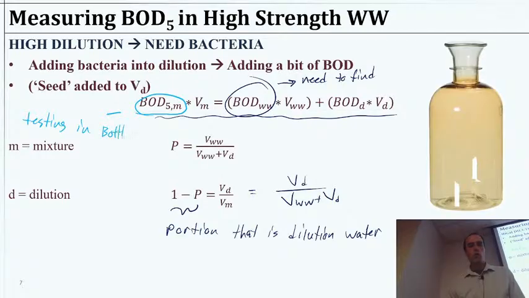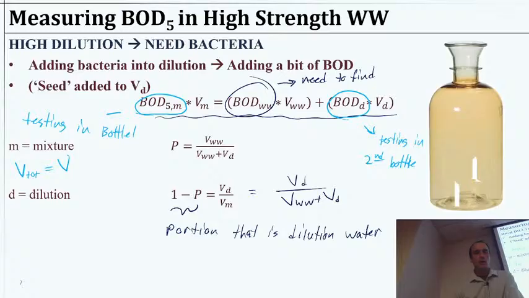We'll call it bottle 1 for the moment. And we will also say this one is being tested, or we are testing it in a second bottle. And I apologize, I have VM here. Earlier I was saying V total. Those would be the same thing. So V total is V of the mixture.